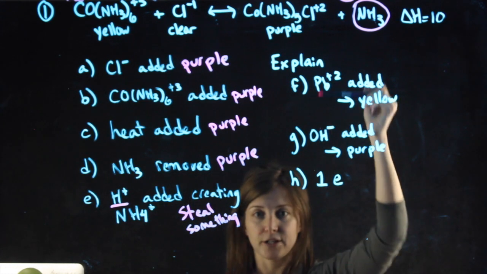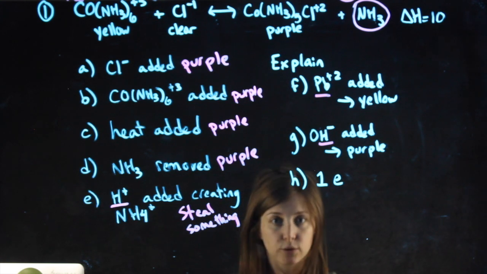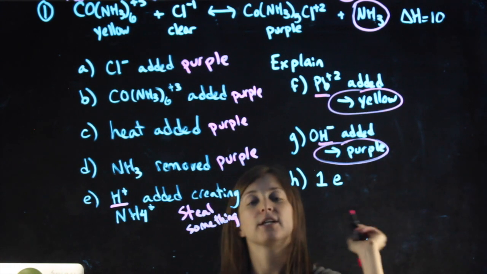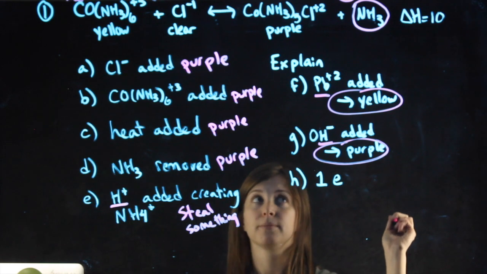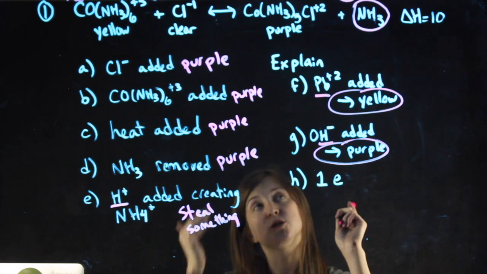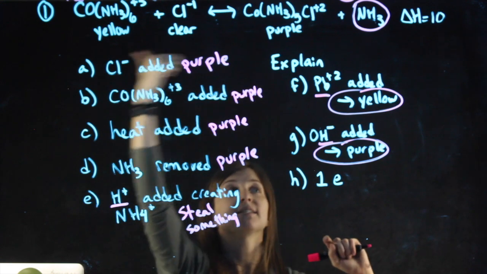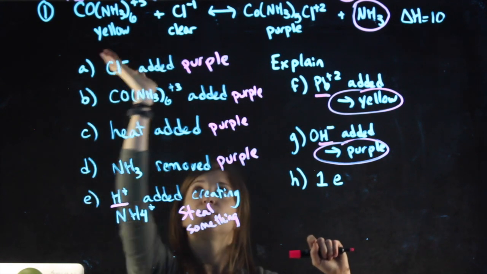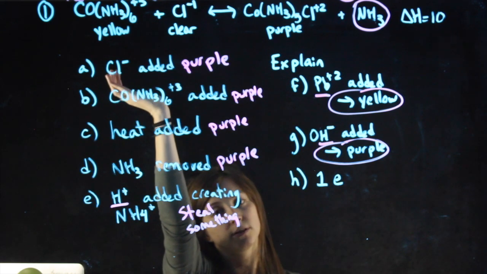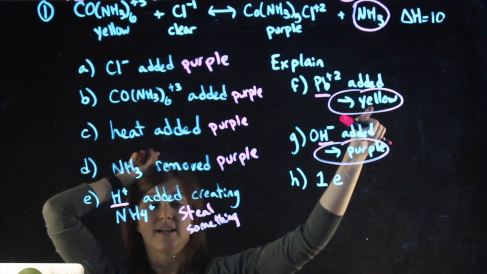Same idea in F and G. We're adding something that's not a part of the reaction, so it's going to steal, but it's up to you to figure out what it steals. Based on the color change that we see, we can determine what side it's stealing from. Remember, when we add something that's not in the reaction and it steals, whatever it steals will have a hole, will be missing. So if we see yellow, we must have shifted left, which means there was probably a hole on the left from whatever Pb plus 2 stole. So I know Pb plus 2 is going to steal something from the left. That's the only way I'd see yellow.